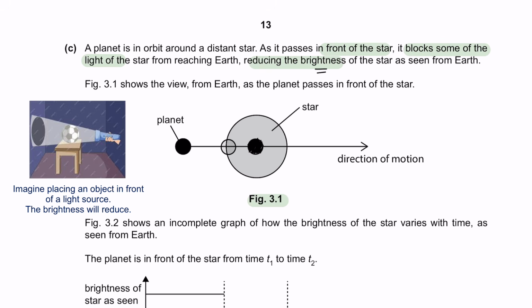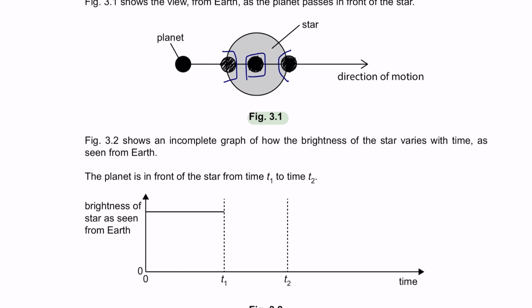We can imagine that if the planet was here, it will reduce just this part of the light from the star, and if it's in the middle, it will be reducing the most, and then as it goes away, it reduces again a part from the light from the star. Figure 3.2 shows an incomplete graph of how the brightness of the star varies with time, as seen from Earth. The planet is in front of the star from time t1 to t2, which is from here to here.